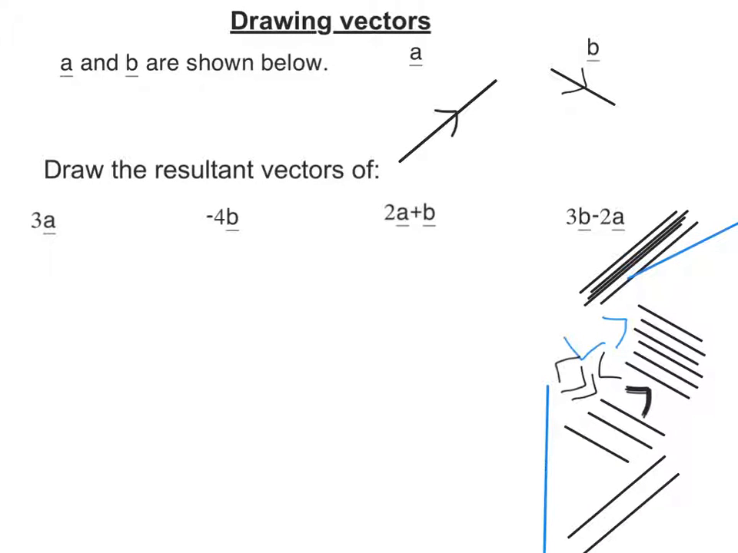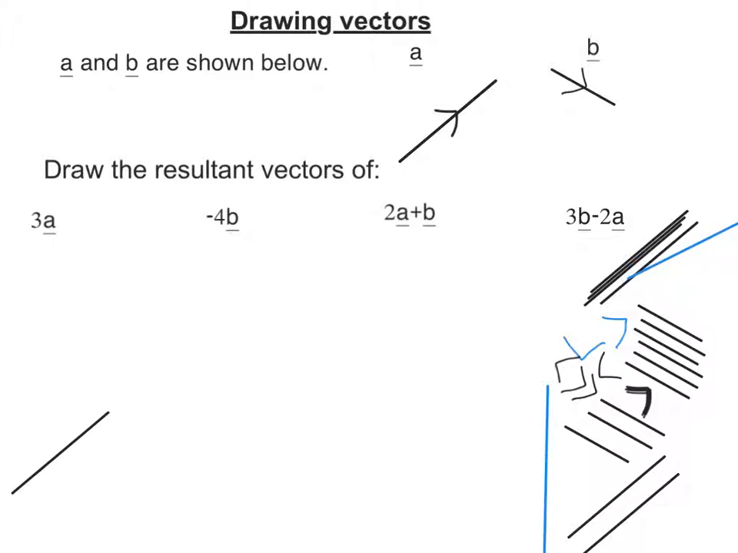In this video, we're going to draw some vectors. Now, they've told us what A and B are. A is this vector here, and B is this one here. And it first wants me to do 3A. So basically, I'm going to draw three vectors like A back to back.